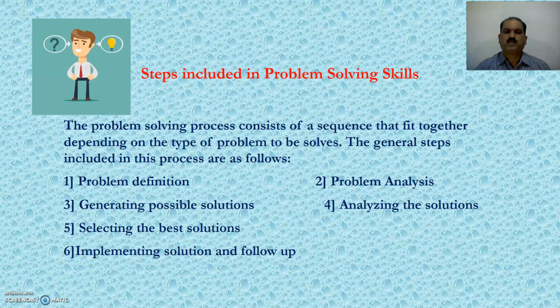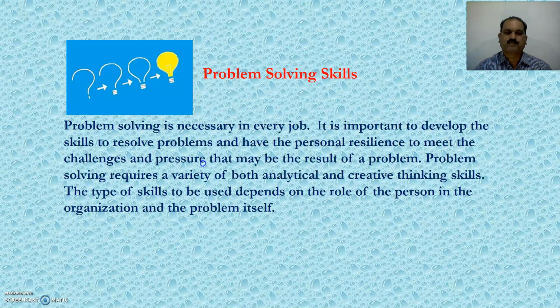The problem solving process consists of a sequence of steps that fit together depending on the type of problem to be solved. The general steps included in the process are as follows. First, problem definition. Second, problem analysis. Third, generating possible solutions. Fourth, analyzing the solution. Fifth, selecting the best solution. And sixth, implementing the solution and follow-up.